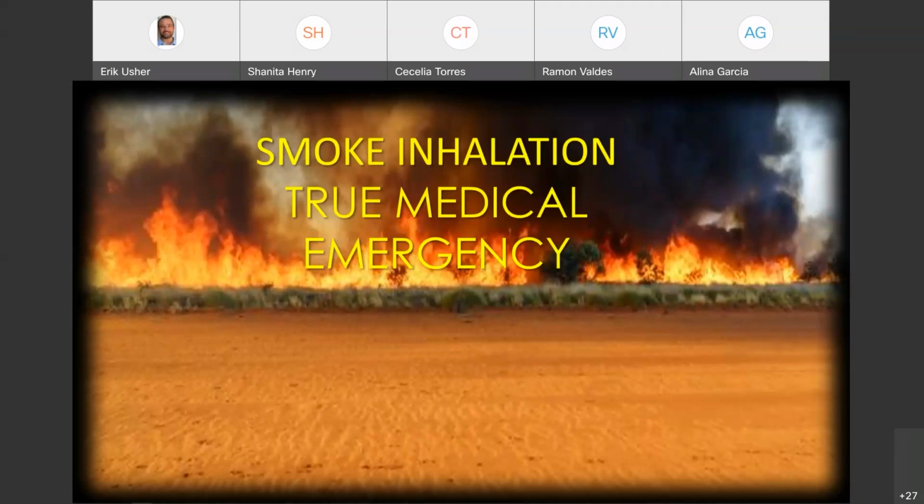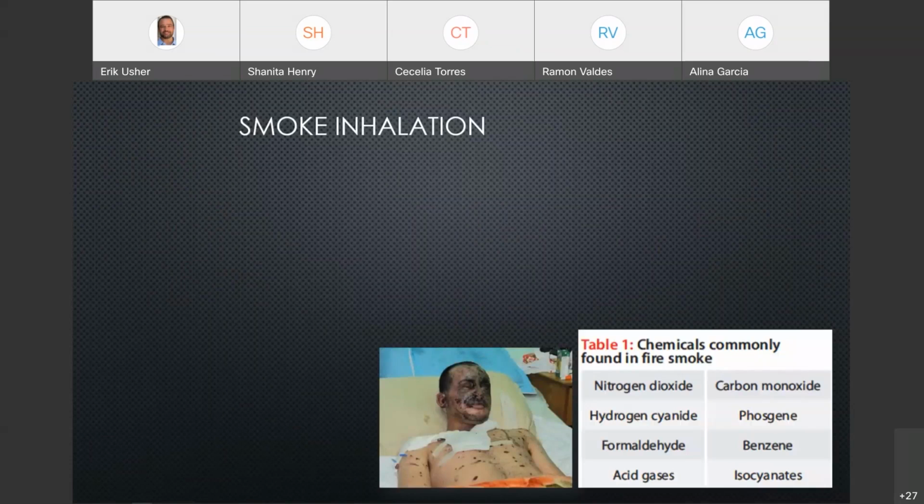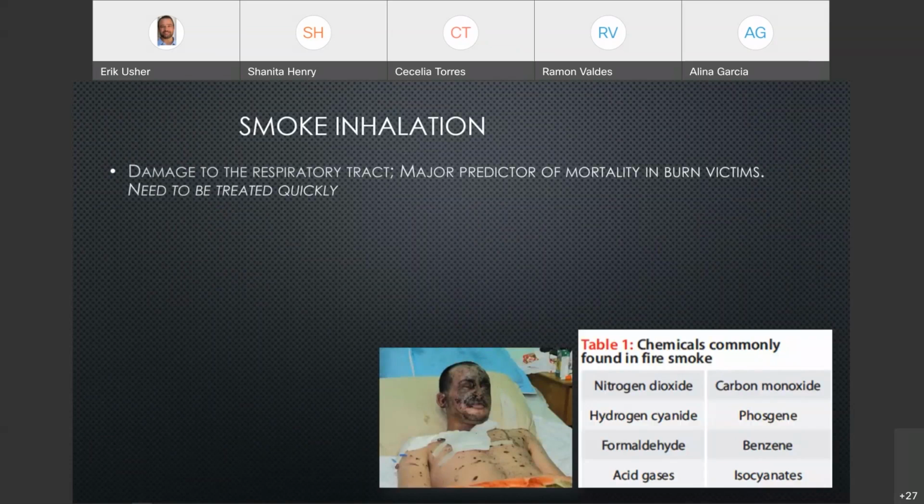So let's roll right into the true medical emergency of smoke inhalation. It's usually thermally produced: hot air, steam, or smoke. Mucosal burns of the oropharynx and larynx are common, or mechanical obstruction can occur quickly, and that mechanical obstruction is due to edema. Damage to the respiratory tract is a major predictor of mortality in burn victims. So it needs to be treated quickly, and I can't underscore that enough.